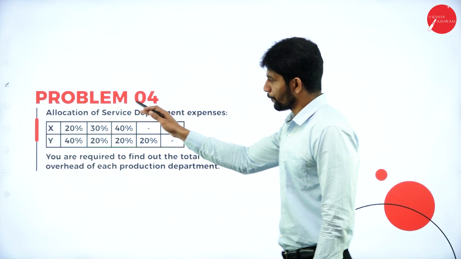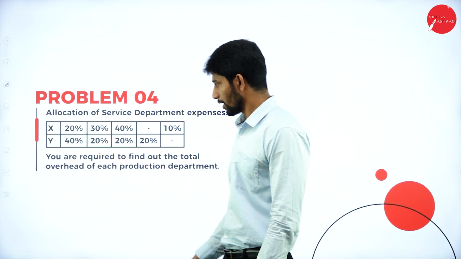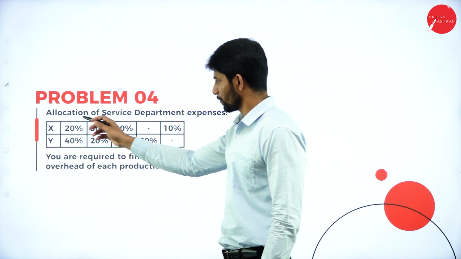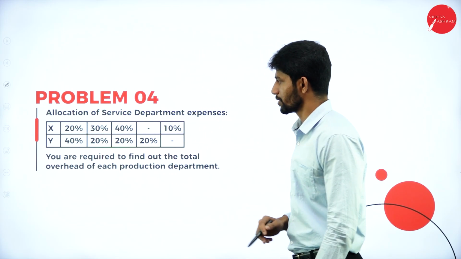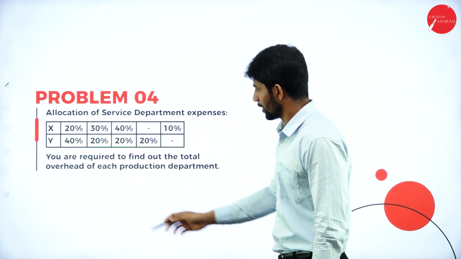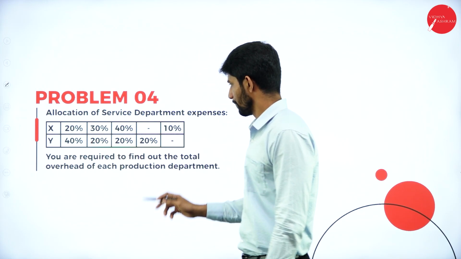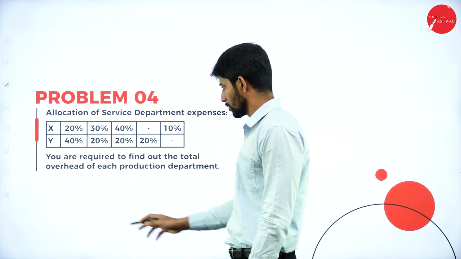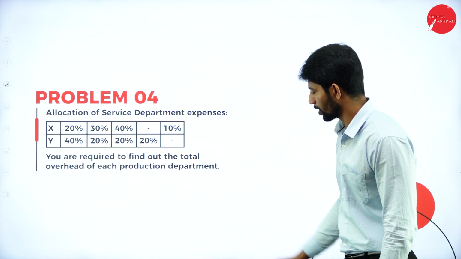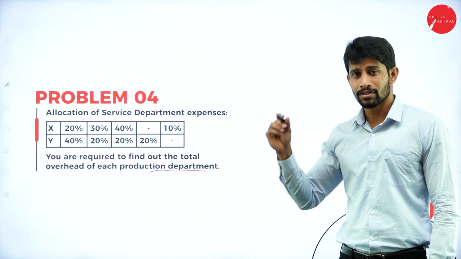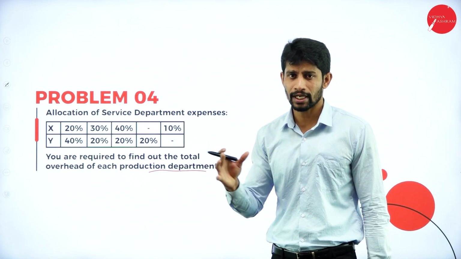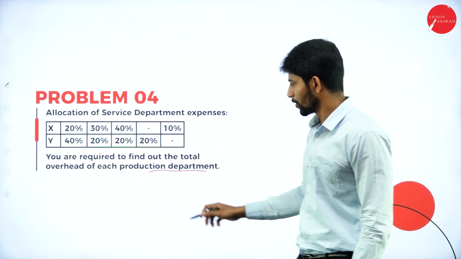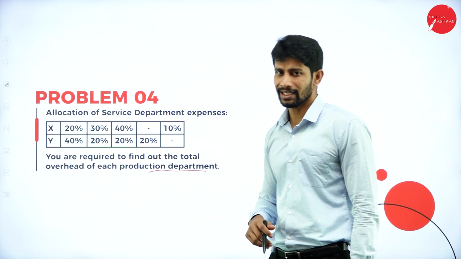So now before moving to the primary distribution, they have also given other information. So what is that other information? The other information is allocation of service department expenses to other departments. It is 20, 30, 40, 10 and 40, 20, 20, 20, nil. So you are required to find out the total overheads of each production department because the service department expenditure is distributed among the production department. So in secondary distribution, we are going to find out the total overhead of each production department.